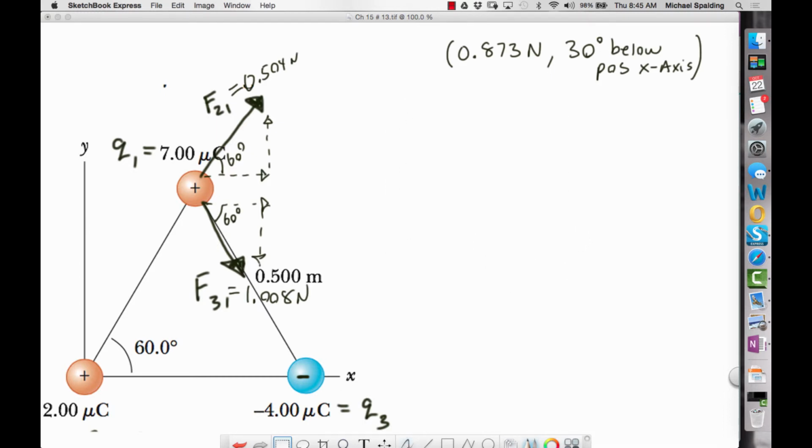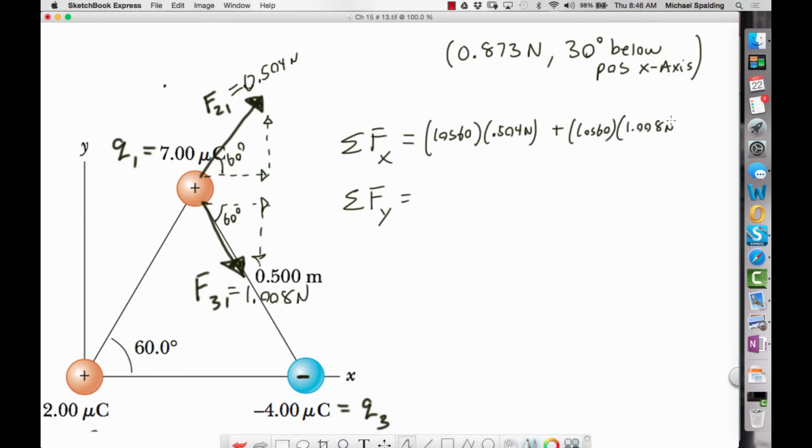All right, so I'm going to find the total x force by summing forces in the x, and the total y force by summing forces in the y. How many x forces are there? 2. We got this guy and we got this guy. So this is going to look like cosine 60 times 0.504 plus cosine 60 times 1.008. This gives us a total x equal to 0.756 newtons. That is our total x.